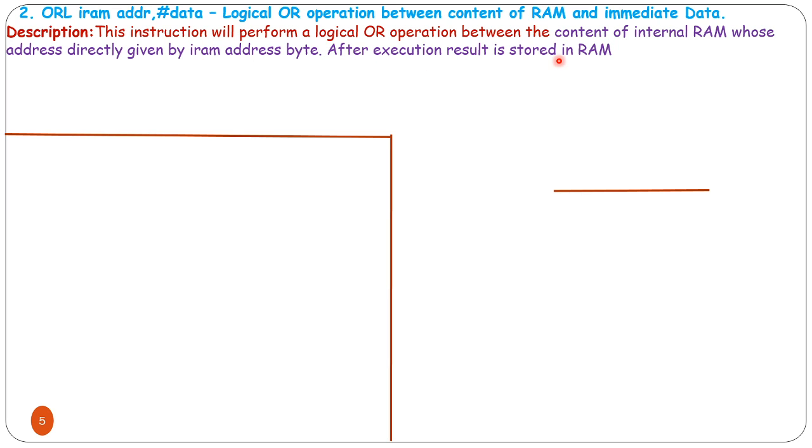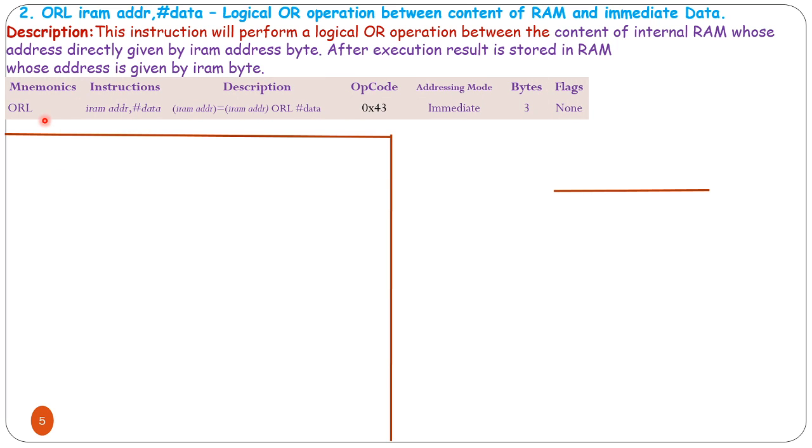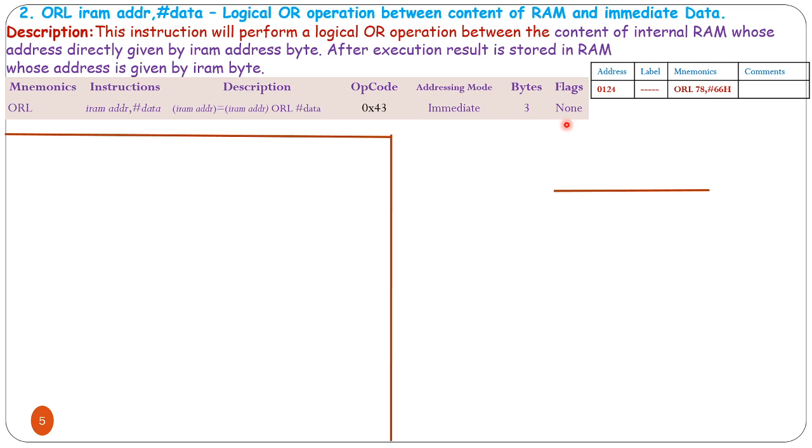After execution, the result is stored in the random access memory whose address is given by the internal RAM address byte. This instruction has the form ORL internal RAM address comma hash data: internal RAM address equals internal RAM address ORL immediate data. The operation code for this instruction is 43H. It is an immediate addressing instruction, a 3-byte instruction, and flags are not affected. Let us suppose the mnemonic is ORL 78 comma hash 66H.